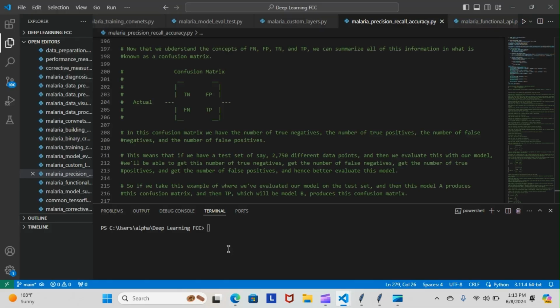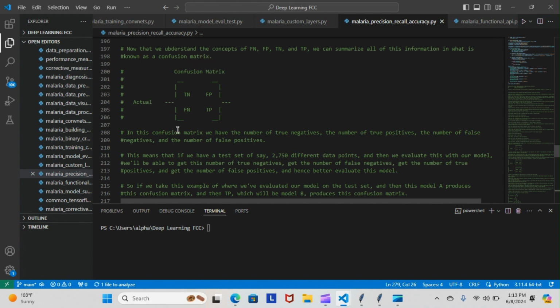Now, yesterday we went over the concept of TPs, TNs, FNs, and FPs, and today we're going to pick up where we left off. So now that we understand the concepts of FN, FP, TN, and TP, we can summarize all of this information in what is known as a confusion matrix.